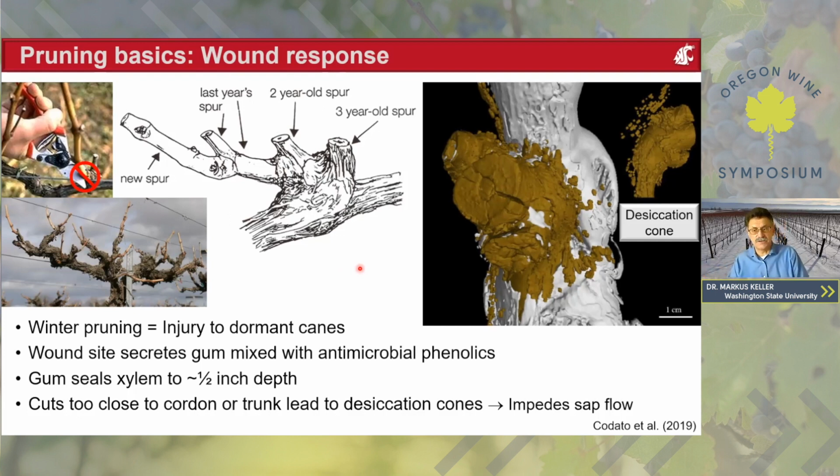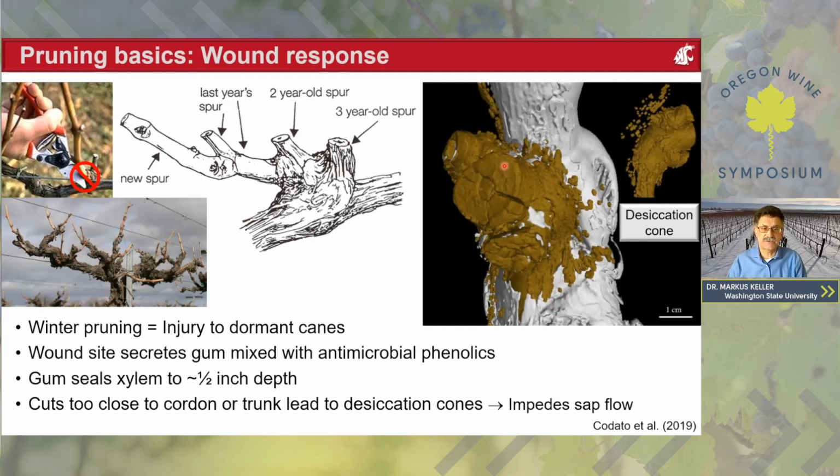Metabolism, remember, continues during dormancy. It responds by producing a gum. It secretes that gum into the xylem of the cane that you have pruned off, and that gum is mixed with phenolics, which are antimicrobial, so it's a protection, a wound response, a protection of that pruning wound. The gum will seal the xylem here at that pruning site about half an inch deep. That means you shouldn't cut too close to your bud that you want to retain, and certainly not too close to the cordon, or you will get these desiccation cones.